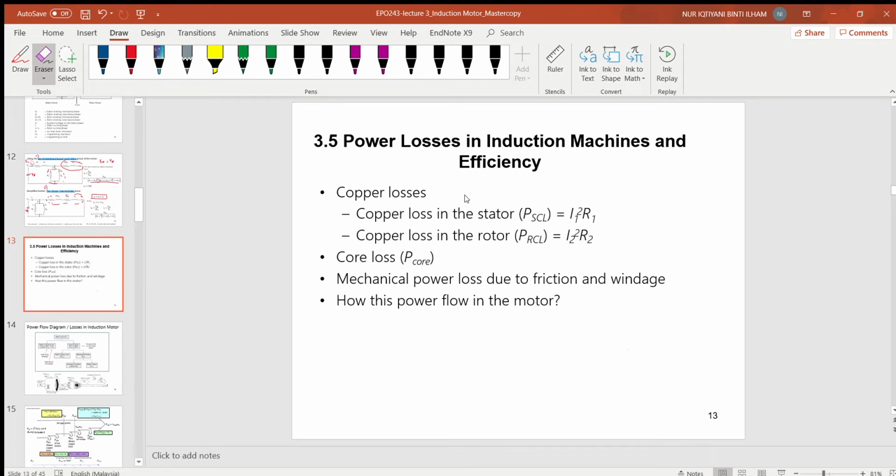So there are losses that happen in the induction machine, such as copper losses. Copper losses happen at the stator and rotor, then core losses, and mechanical power losses due to friction and windage. So how does this power flow in the motor?